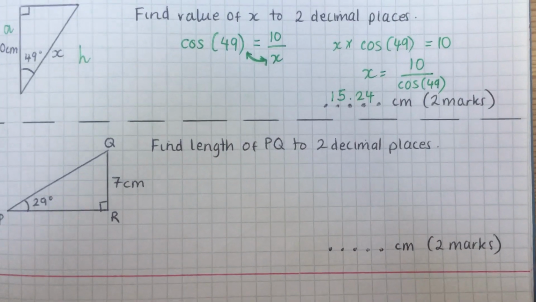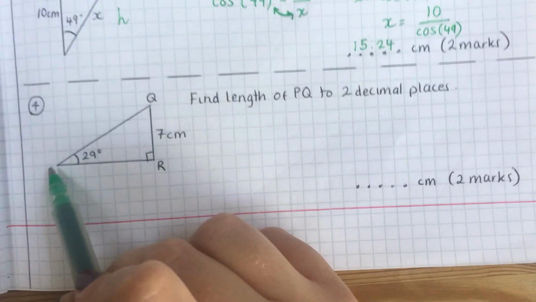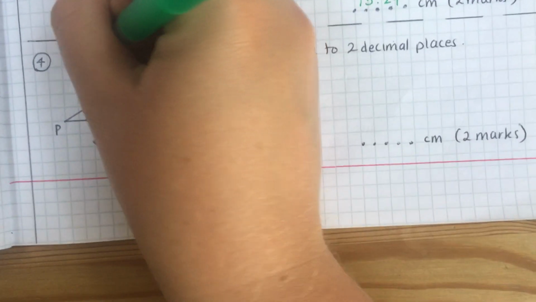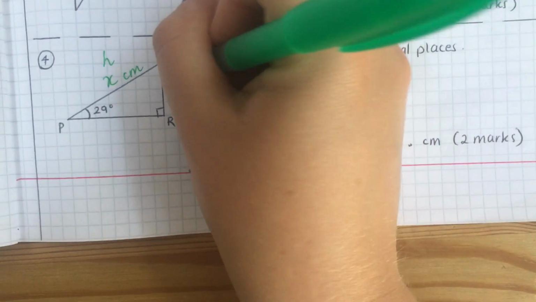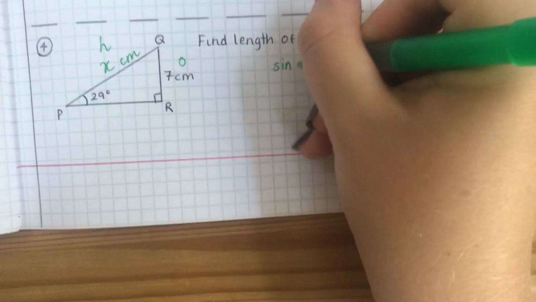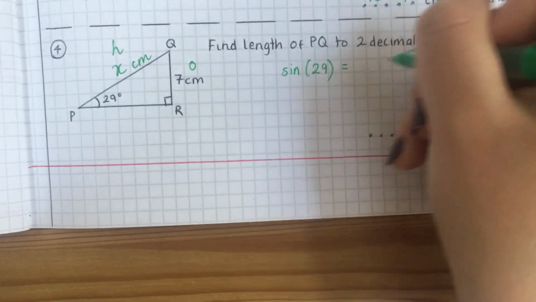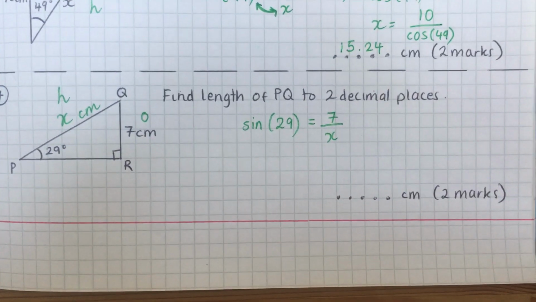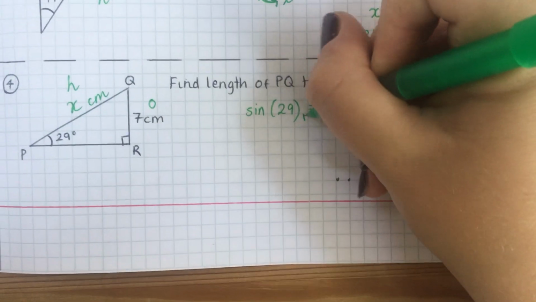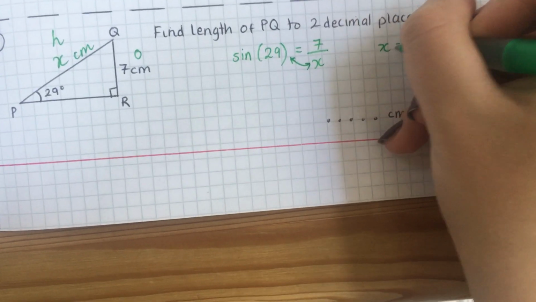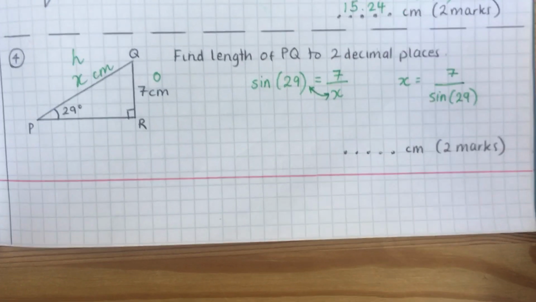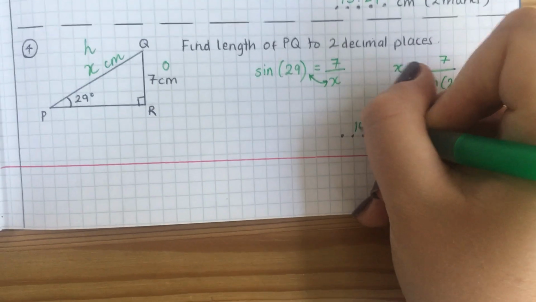This one here, we're finding the length of PQ. Again, we need to write down X on our own. PQ is this line here, so I'm going to call that X. Then we need to label our sides. PQ is X, that's the hypotenuse, and QR is the opposite. So O and H, we're using sine. You write down sine of the angle equals opposite over hypotenuse, so 7 over X. Once again, the X is at the bottom, and when the X is at the bottom, we switch these two round. And we get X equals 7 over sine 29. We type it into a calculator, round it to 2 decimal places, and we get 14.44.